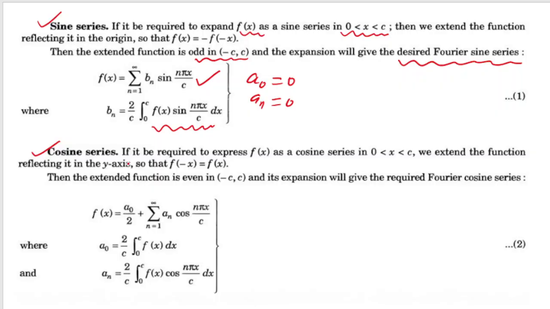Same thing is with the cosine series. If it is required to express f of x as a cosine series in the interval 0 to c, we extend the function by taking its reflection in the y-axis, and by doing so what we get is an even function in the interval minus c to c. So if we get an even function in the interval minus c to c, the coefficient bn will become 0, and the Fourier series will look like f of x is equal to a naught by 2 plus summation n varies from 1 to infinity of an cos n pi x by c, where a naught and an are calculated using these formulas. To make sense of it, I am going to take some examples.